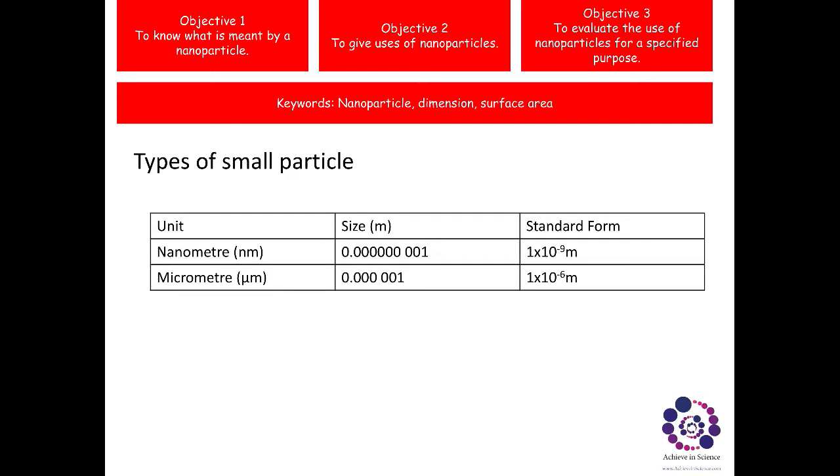If we look at some numbers, and we look at the difference between a nanometer and a micrometer, you can see that the micrometer is larger. The easiest way to write these is in standard form, where a nanometer is 1 times 10 to the minus 9 meters and a micrometer is 1 times 10 to the minus 6 meters.